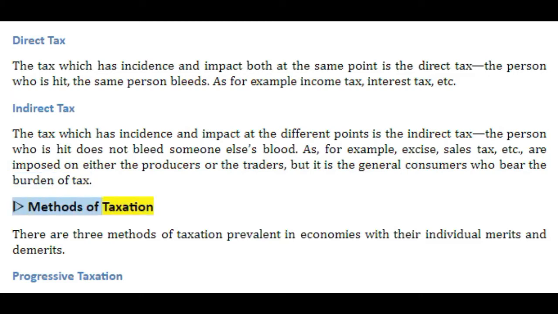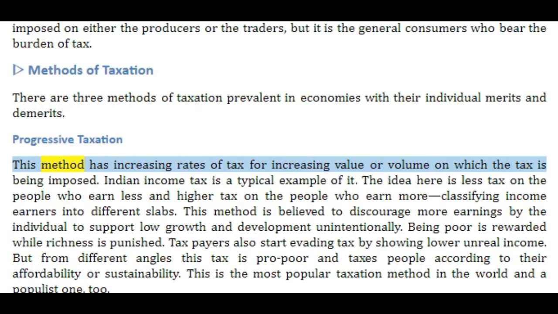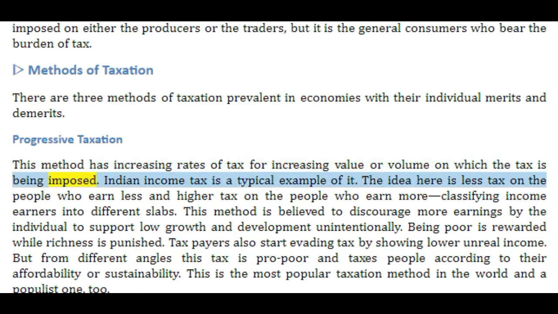Methods of taxation. There are three methods of taxation prevalent in economies with their individual merits and demerits. Progressive taxation. This method has increasing rates of tax for increasing value or volume on which the tax is being imposed. Indian income tax is a typical example of it.